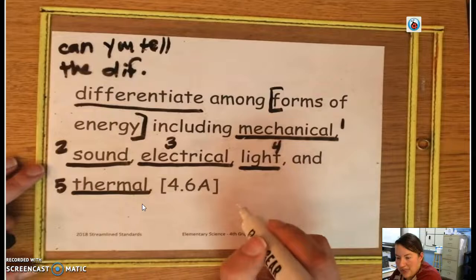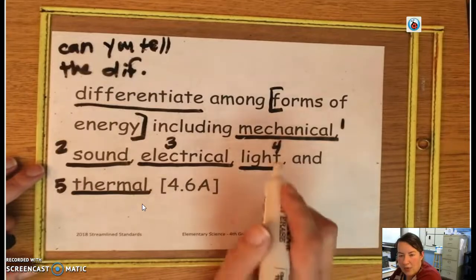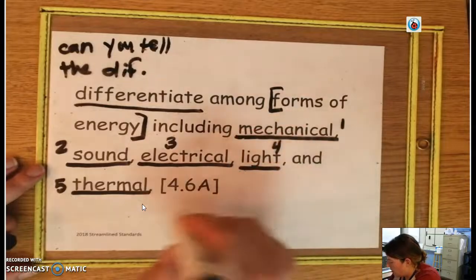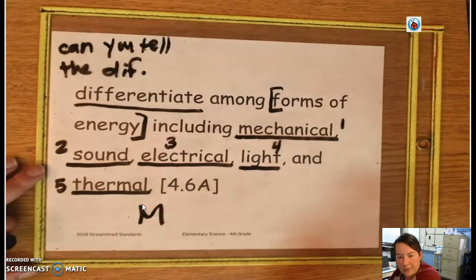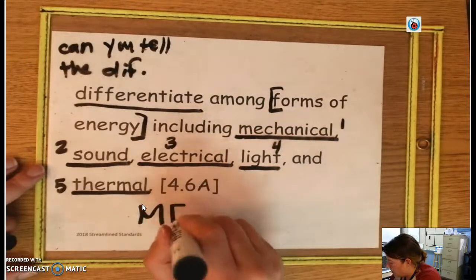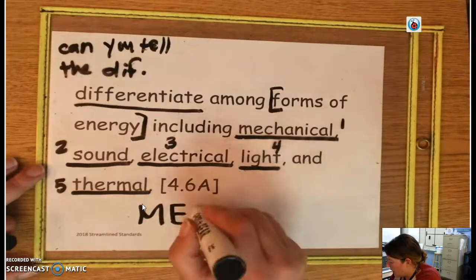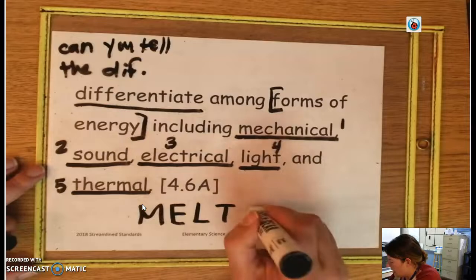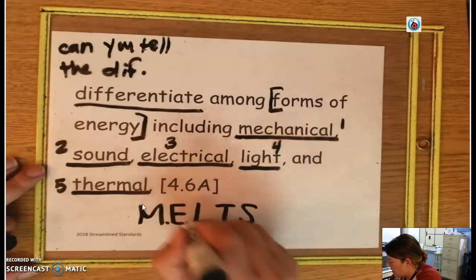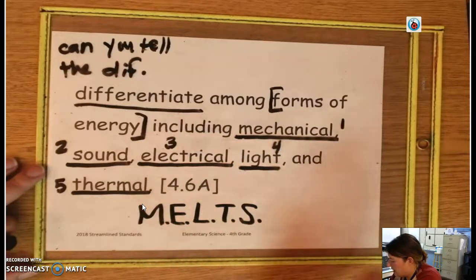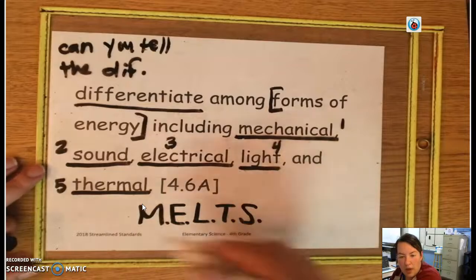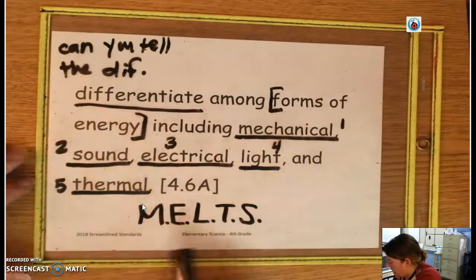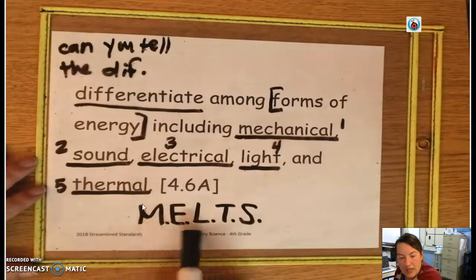Now we are going to use a phrase to help us remember these different types of energy. Look what I'm going to do. I'm going to start with mechanical. Mechanical starts with an M, right? Then I'm going to go electrical. Then light. Then thermal. Then sound. So we're going to use this word, melts, to help us remember the different types of energy.